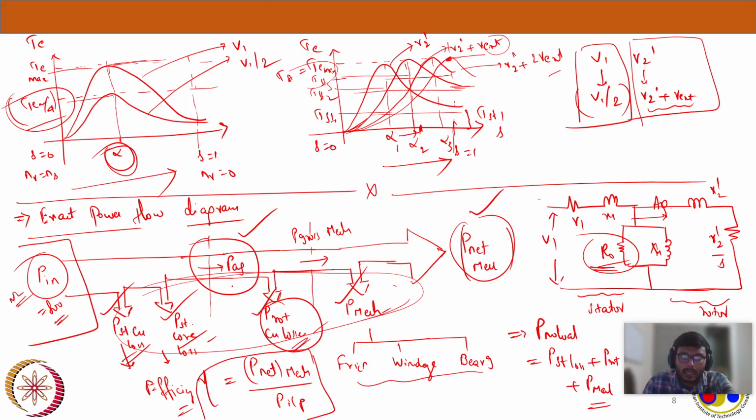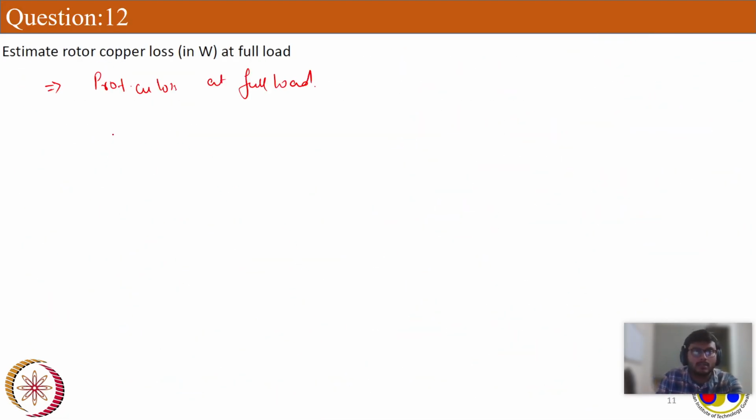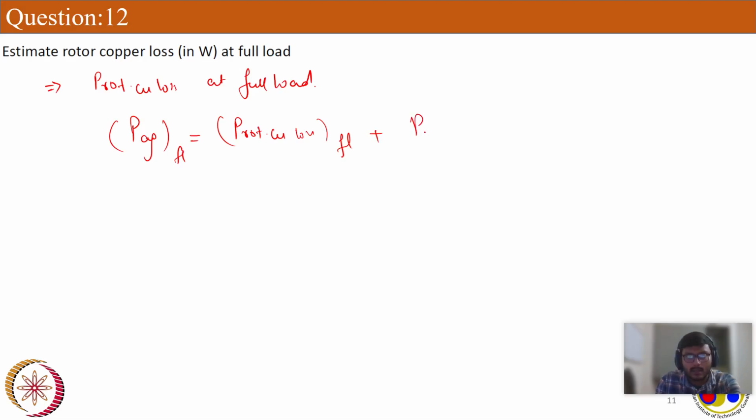So P air gap is equal to net mechanical power plus mechanical losses plus rotor copper losses. That's the equation you will get, and from that you can easily get the rotor copper losses. Let's write that P air gap power is equal to, at full load, that's important, because at no load rotor copper losses are negligible, rotor copper losses at full load plus P mechanical losses. This doesn't matter, no load or full load, it's the same. Plus P net mechanical, or we can say P output power at full load.